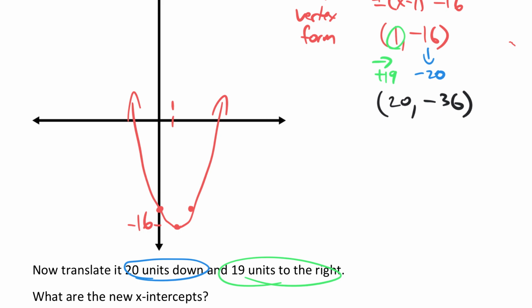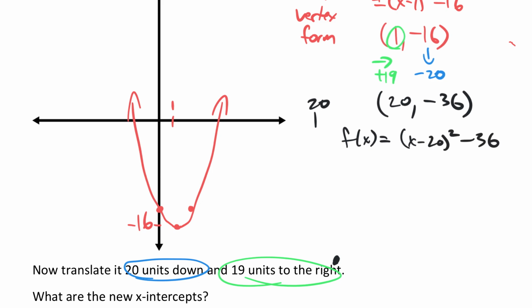So, I mean, that's not really even on the graph. This is 20, way down here, who knows, negative 36, something like that. And my graph's not to scale, so how am I going to be able to find the x-intercepts? Well, let's think about it from an algebra perspective. If we know the vertex, we can write the parabola as y equals (x minus 20) squared minus 36.